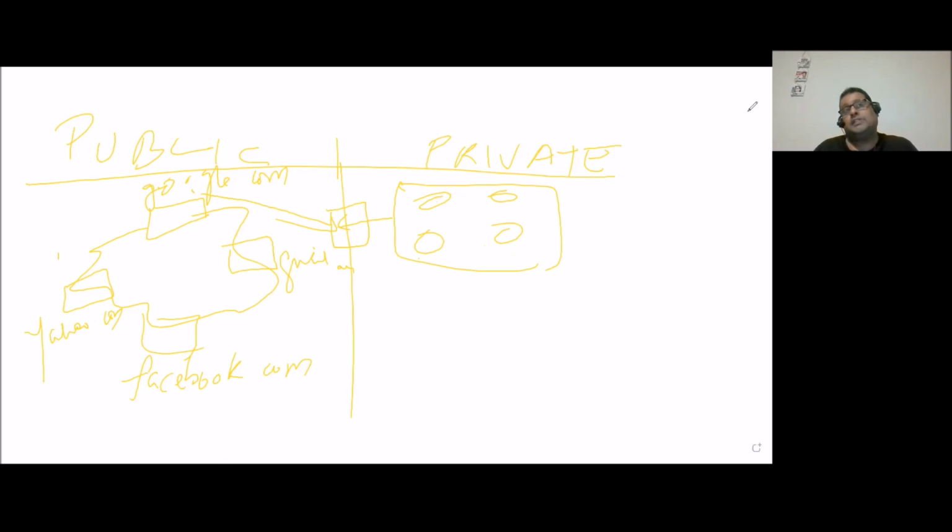Now, when we subscribe to an internet connection through a service provider or through a mobile network, what happens is that you get a public IP address assigned to you by the service provider.